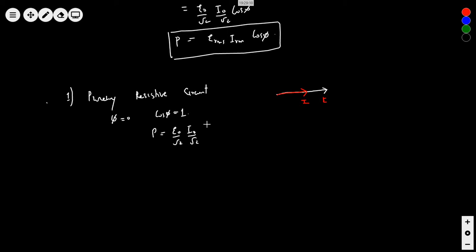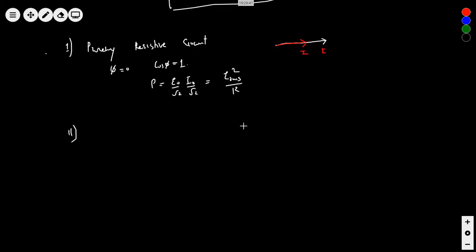Which you can write some other way. If R is the resistance, we can also write I is equal to E naught by R. So we can also write it like this: ERMS square by R. Same way, we are taking E naught, I naught, ERMS, IRMS, but IRMS can be written as ERMS by R. So that's good.